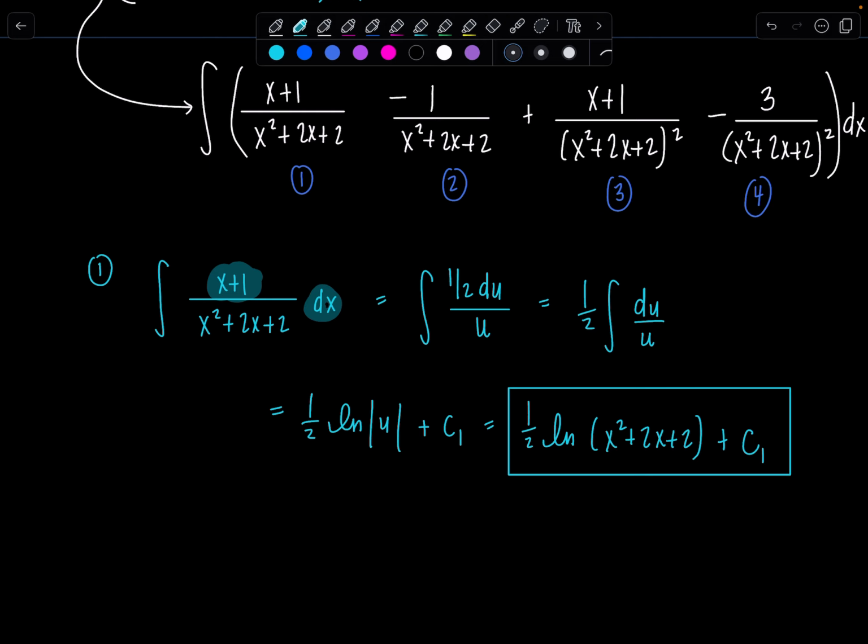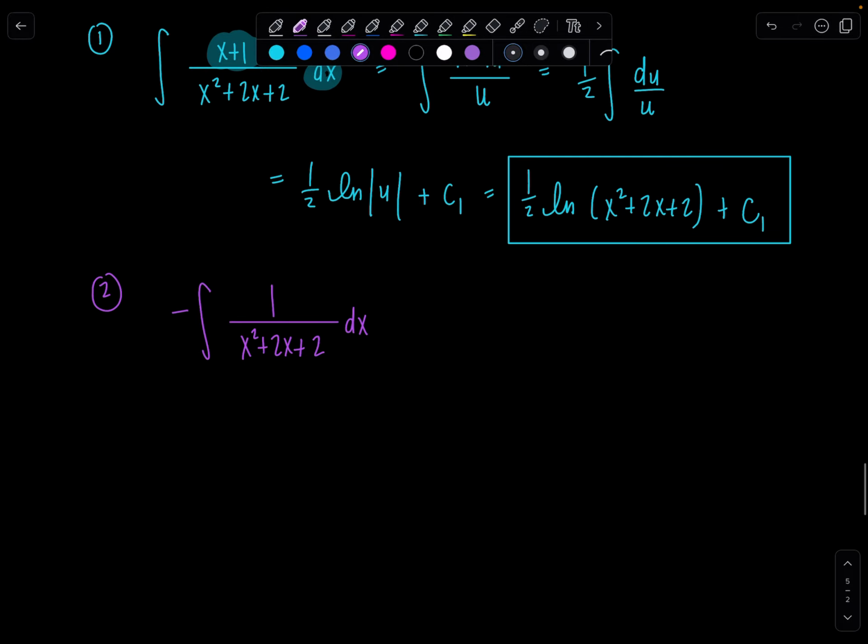You ready? Integral number 2. Here we go. I'm going to keep the negative just so I don't forget what's going on: 1 over x squared plus 2x plus 2 dx. Now u sub will not work for this one because there's no x to the first up here. But since the denominator is squared, I'm going to try to complete the square, and probably this is going to be some kind of tan inverse.